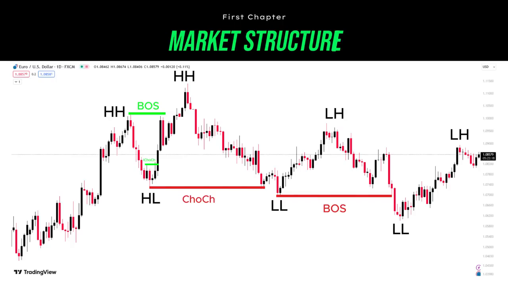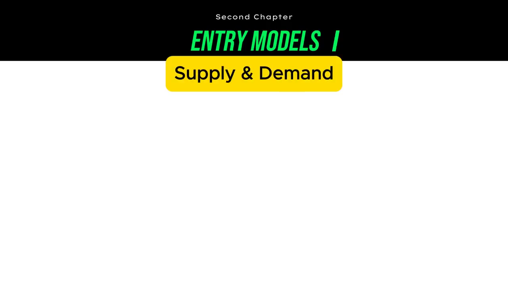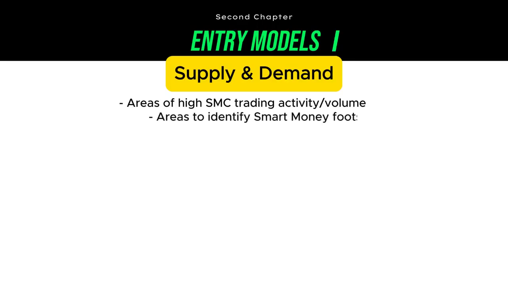Now that we have learned how the market moves and its structure, it's time to learn the trading entry models. The first one we are going to cover is the supply and demand. Supply and demand zones are price levels or areas where smart money are most actively trading, with the largest volume. So that helps us identify these levels and follow the smart money footsteps.